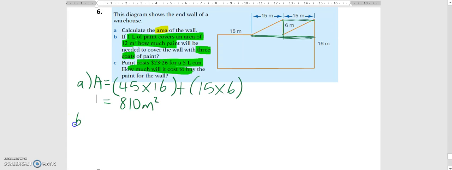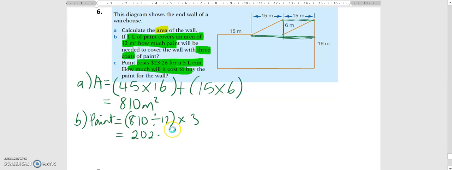Okay, so for part B, the paint needed. Well, you need to firstly do 810 divided by 12, because 1 litre covers 12 square meters. And then you need to times that by 3, because you want 3 coats of paint. And when you do that, you get 202.5 litres.